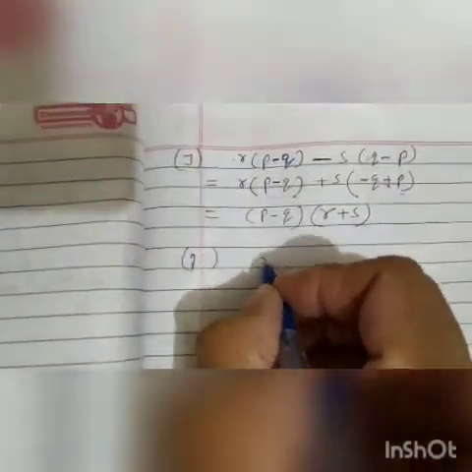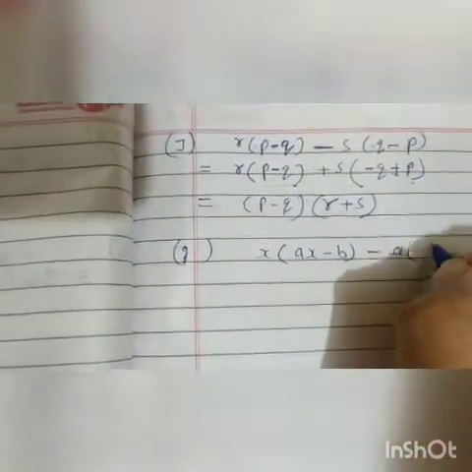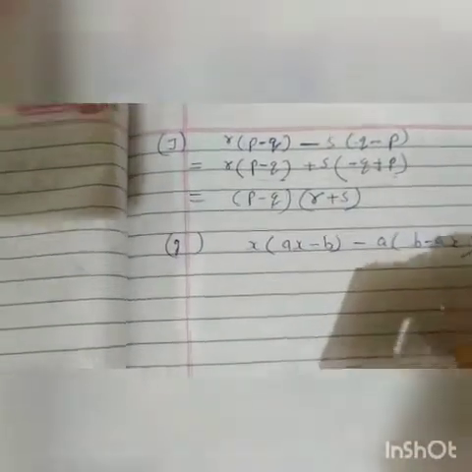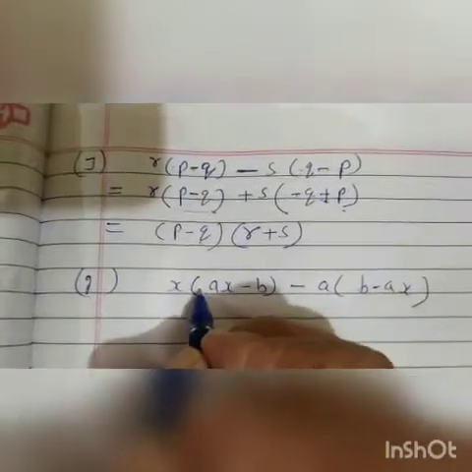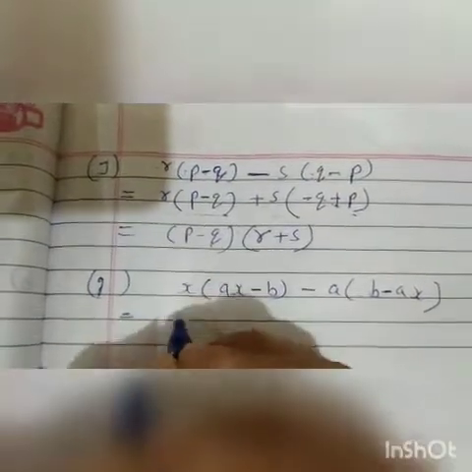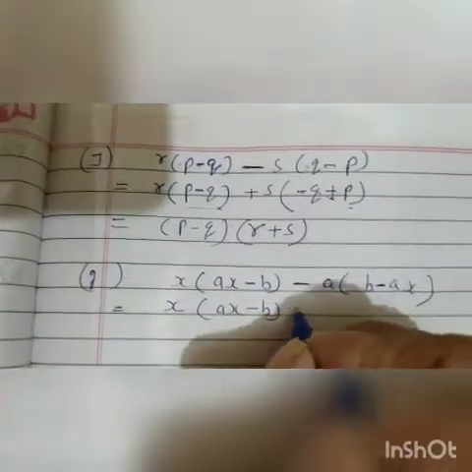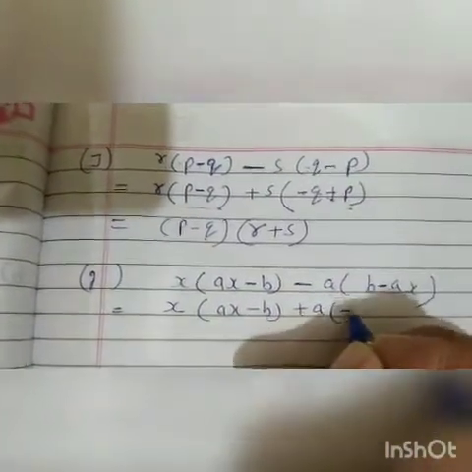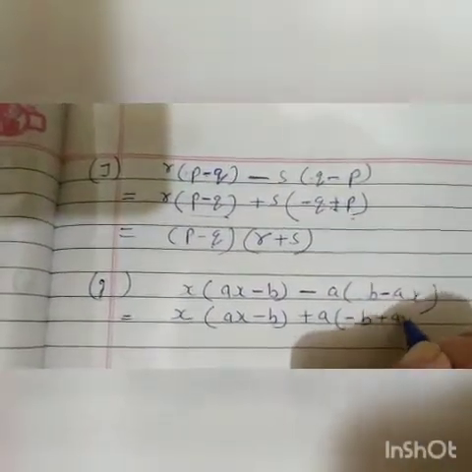In the same way, students, this G part we can do like this also. Our question was X into (AX minus B) minus A into (B minus AX). So students, here also I told you both the brackets are not same. This is plus AX, this is minus AX, this is minus B, this is plus B. We can write it also X into (AX minus B). We will write this minus A as plus A. Then this plus B will change to minus B, and minus AX will change to plus AX.